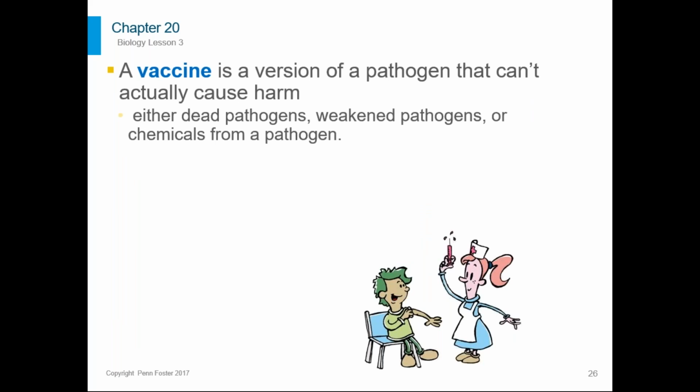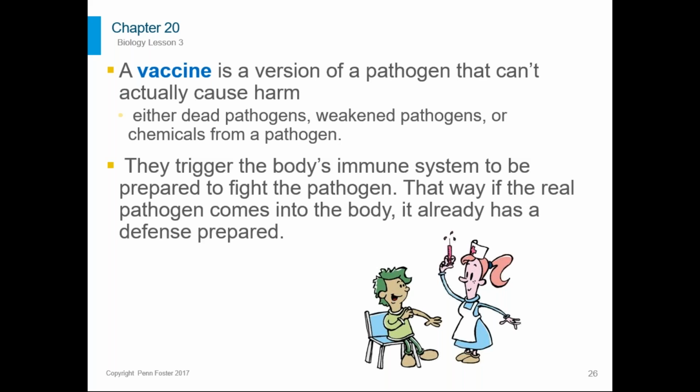So when we're talking about diseases and preventing them, an important thing to know about is vaccines. So how do vaccines actually work to prevent diseases? Well, a vaccine is a version of a pathogen that can't actually cause harm. So it's either dead pathogens or weakened ones or chemicals from a pathogen that trigger the body's immune system to be prepared to fight that pathogen. That way, if the real pathogen comes in, your body already has a defense prepared.